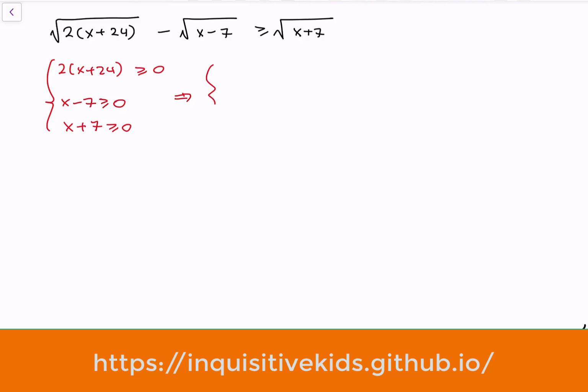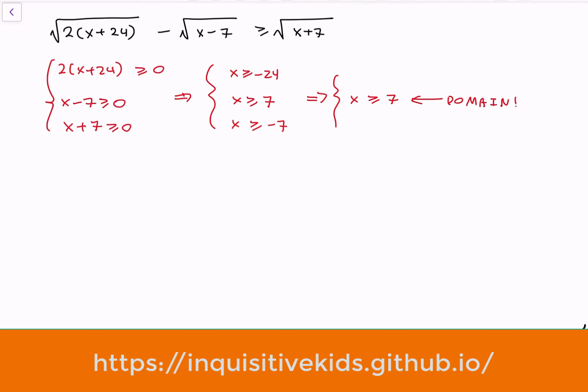We can simplify and rearrange to get x must be greater or equal to -24, x must be greater or equal to 7, and x must be greater or equal to -7. If we take the intersection of all of these conditions, the overall domain for this inequality is x is greater or equal to 7. So let's write domain so we don't forget.